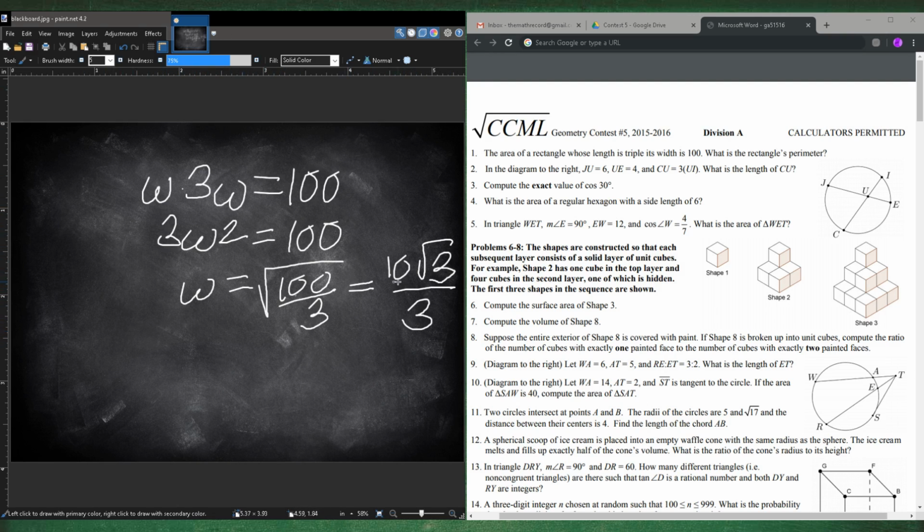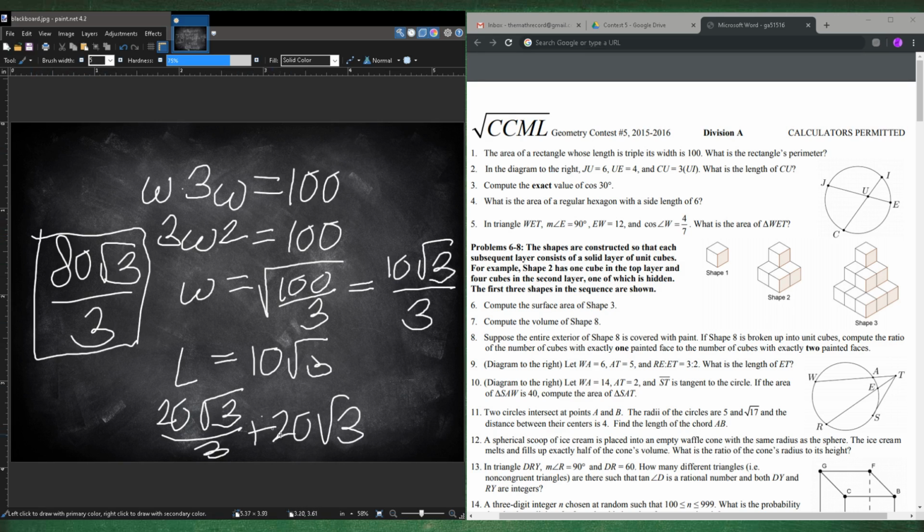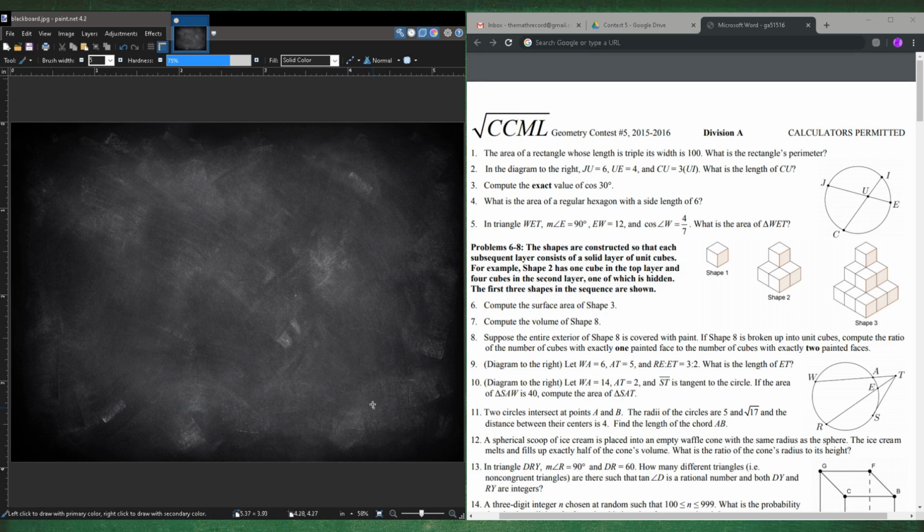And the length is 3 times that, so the length would technically just be 10 square root 3. So the perimeter would just be 2 times the width plus 2 times the length. So that would be 20 square root 3 over 3 plus 20 square root 3, which is 80 square root 3 over 3 total. Pretty basic.